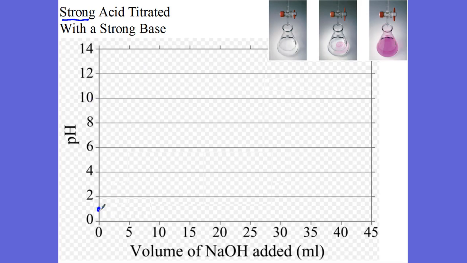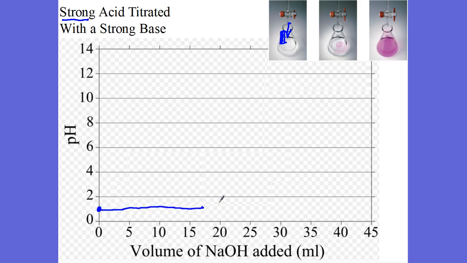So a strong acid would start off at a very, very low pH, maybe like pH of 1, okay? And so you can see how we're going to have a pH meter in my solution, and as that pH meter is in my solution, it's reading the pH. And so we're going to start dropping my base. Drop, drop, drop, drop, drop.